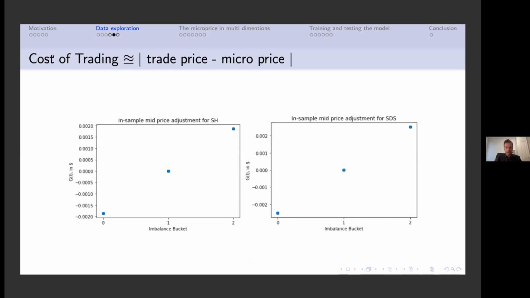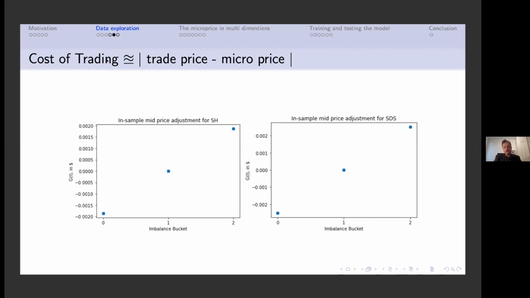So what does this look like empirically? Again, I'm going to discretize things. On the x-axis here is the imbalance bucket, and on the y-axis is this function g, which tells you by how much I should offset the mid price to get the fair price or micro price. Or rather, what I'm plotting here is the expected change in mid price over a 5-minute time period. When the imbalance is low, you may want to offset the mid price by, let's say, 0.2 cents, and if the imbalance is high, you might want to push your fair price up a little bit. These two graphs look quite similar: the left one is for SH and the right one is for SDS.